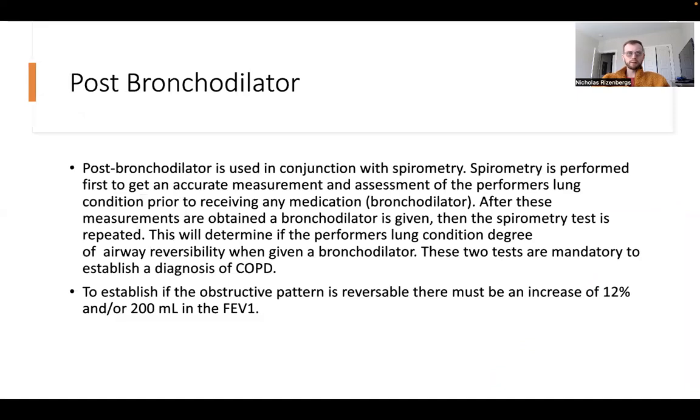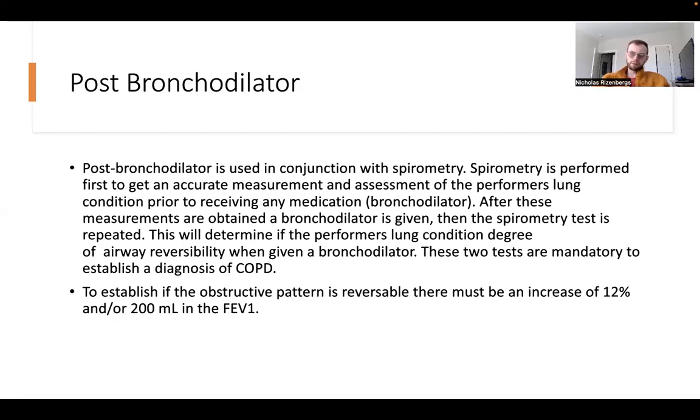Now, post-bronchodilator testing is used in conjunction with the spirometry. Spirometry is first used to get an accurate measurement and assessment of the performer's lung condition prior to receiving any medication, that bronchodilator. We just want to get a good look at how they are able to breathe on their own, without the help of any medication. After that first spirometry, the measurements are obtained, and then a bronchodilator is given. Usually, I think, they wait 2 minutes before they repeat the spirometry, to give it time to go into effect. Then it determines the degree of airway reversibility when given a bronchodilator. These 2 tests are mandatory to establish a diagnosis of COPD.